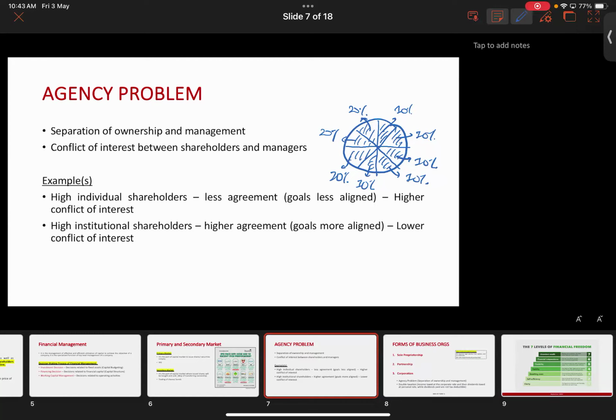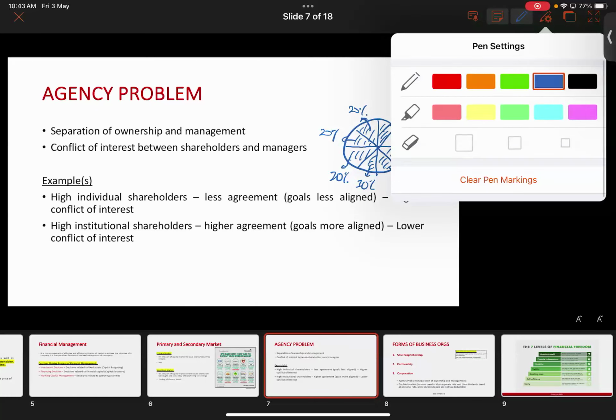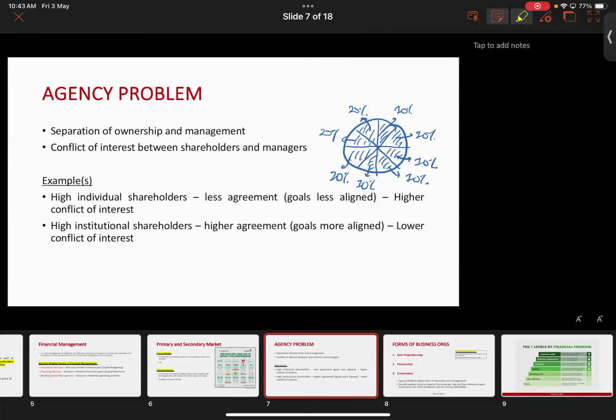So that means that if you have many individual shareholders, then there will be less likely to agree on each other. So less agreement because everyone will have different goals. So goals are less aligned, and there will be more conflict of interest.